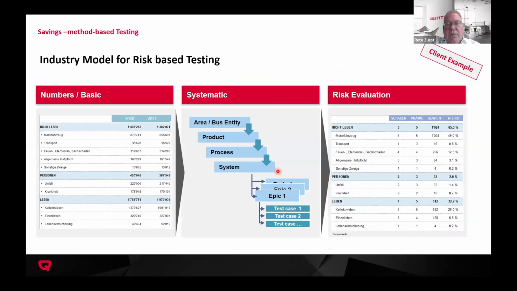Now, to be very precise, let's go to a concrete example. This is a client example. So you have now in the middle the systematics, you have the areas, the business entities, you have the product, the processes, and the systems, and finally here epics, and then the test cases. Now, if you see that the company earns the money with non-life insurance and not with life insurance, it makes sense to have more focus in testing on the non-life insurance than on the life insurance.